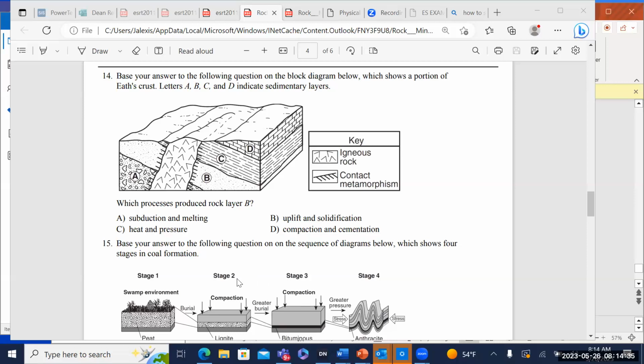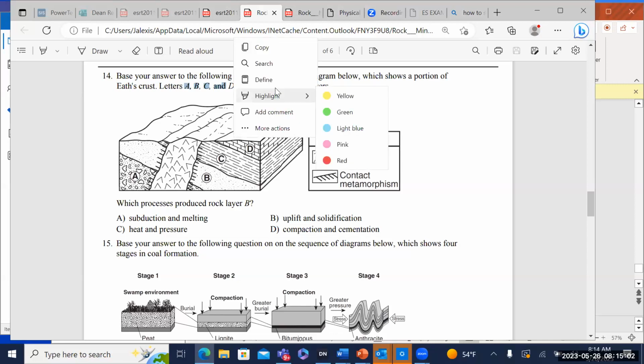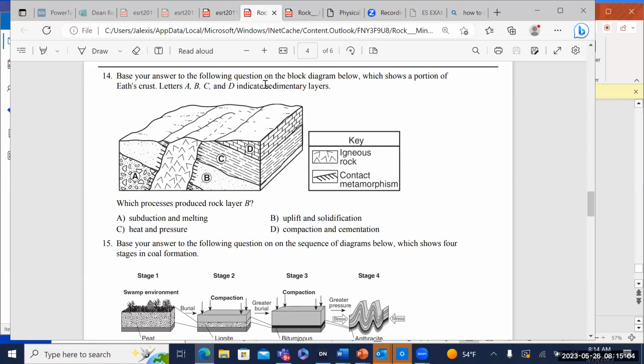So now we're going into question 14 of the rock and mineral exam. It says, base your answers to the following questions on the block diagram below, which shows a portion of the Earth's crust. Letters A, B, C, and D indicate sedimentary layers. So they let you know letters A, B, C, and D indicate sedimentary layers. All right, so that's something that is key to keep in mind.